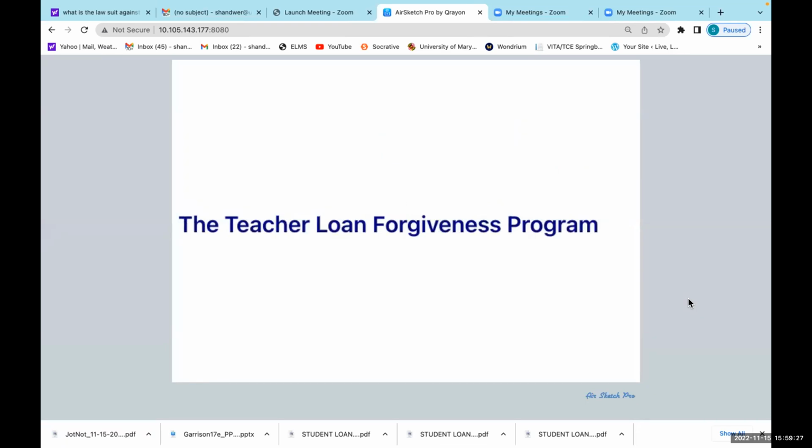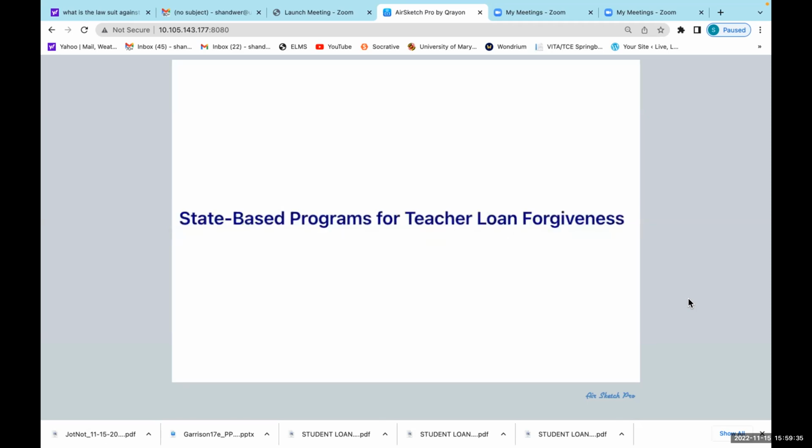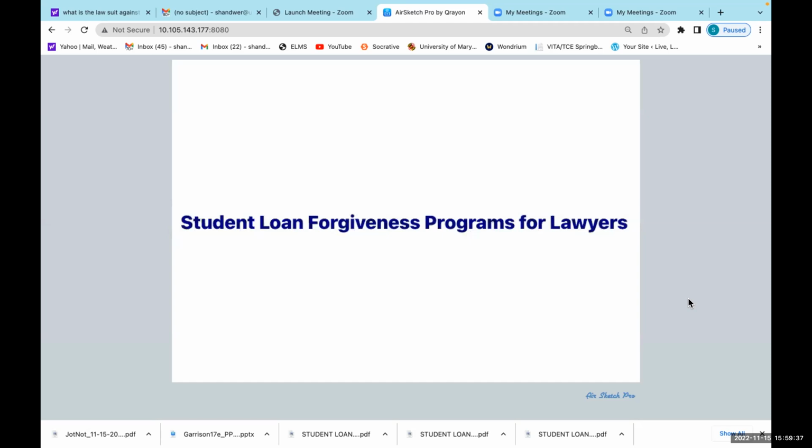There are teacher loan forgiveness programs. Look how many there are. I don't think I have all of them. Here's one. Here's another one. The Perkins loan for teachers. It's teacher loan for state-based programs. And there's even one for lawyers. How do you like that? So if you're thinking of going to law school, not a bad idea.